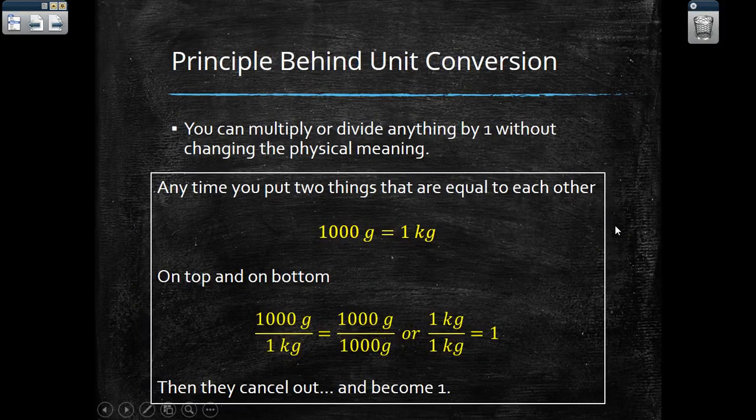All right, so the principle behind unit conversion. You can multiply or divide anything by 1 without changing the physical meaning. Anytime you put two things that are equal to each other, in this case, we know that 1,000 grams makes 1 kilogram. Remember, kilo means 1,000. If we put one on top and one on bottom, it's the same thing. So 1,000 grams over 1 kilogram is the same thing as saying 1,000 grams over 1,000 grams, or 1 kilogram over 1 kilogram. Whenever I divide here, 1 divided by 1 is 1, or 1,000 divided by 1,000 is 1. So they cancel out or reduce out and become 1.